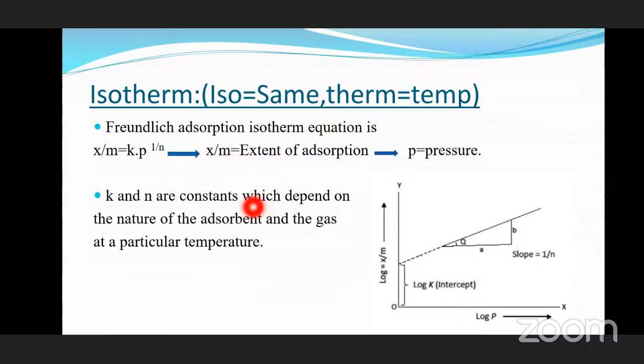Okay, so this is about the Freundlich. Here, always we have to keep the temperature constant. That means there are no changes in the temperature. That plot is called the Freundlich adsorption isotherm. x by m is equal to k, p power 1 by n is the equation for the Freundlich adsorption isotherm. It is sometimes asked for 2 marks also.